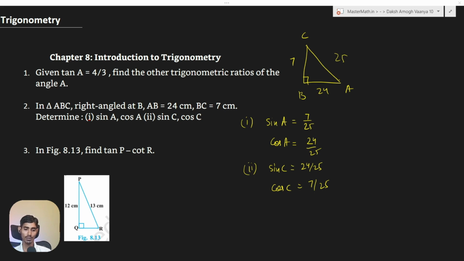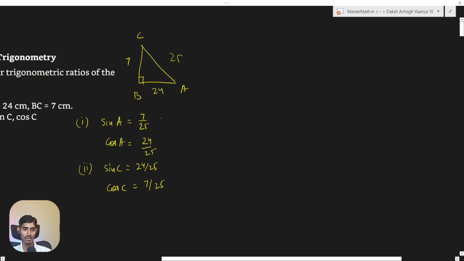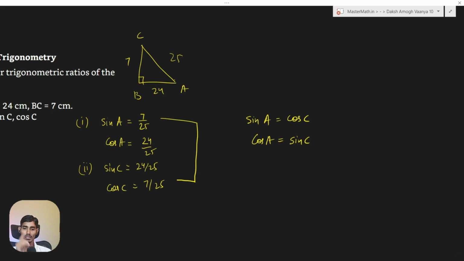Now, if you note, sine A is equal to cos C, and cos A is equal to sin C. That's interesting. The first thing we should understand is that when we take A and C, the opposite and adjacent values would change. They would flip. Hypotenuse is going to be the same. So we will have different values. That's the first thing. Second thing is, why do we have this kind of connection?